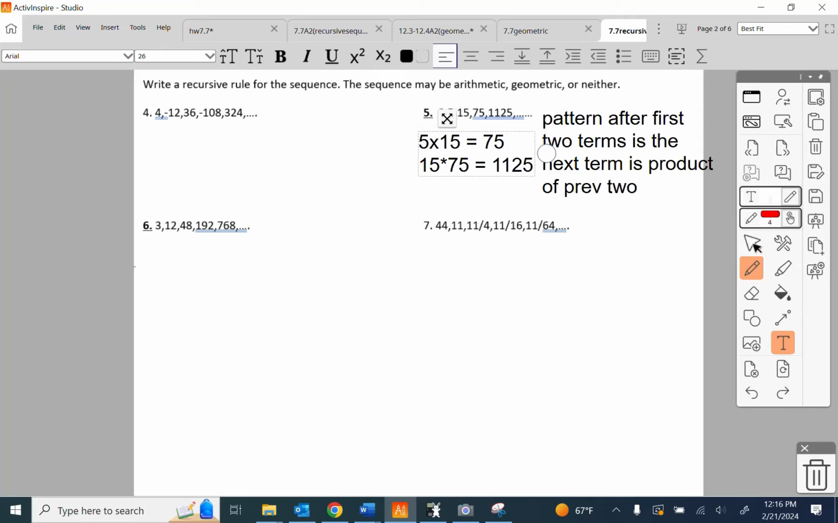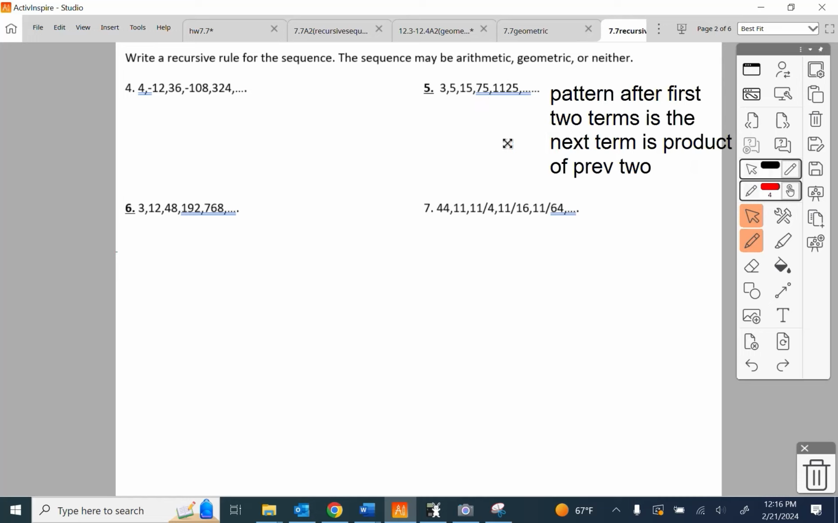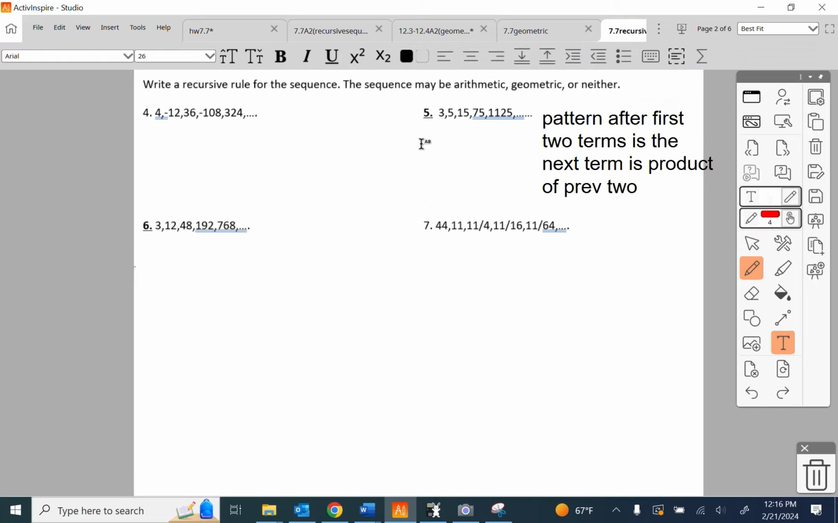So in order to write this thing out, because the next term requires knowing the first 2, I have to define the first 2. And you can call them whatever you want. I'm going to use a sub 0. It's a common thing to do. A sub 0 is 3. A sub 1 is going to be 5. And from here on out, I'm going to take the previous term, which I call a sub n minus 1, and I'm going to multiply it by the previous term, which is a sub n minus 2.